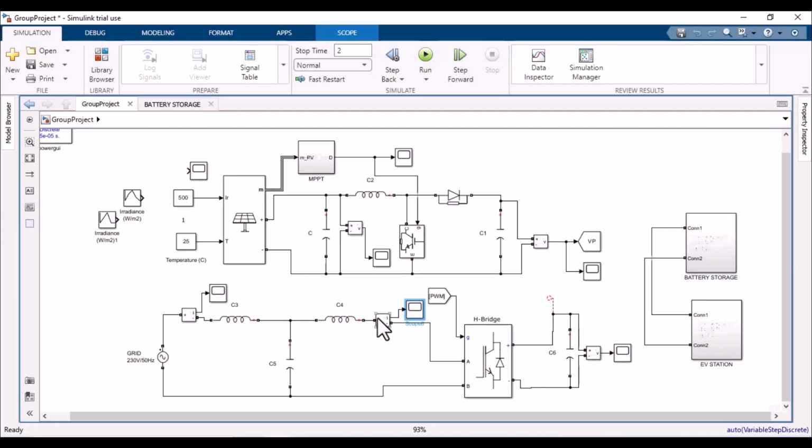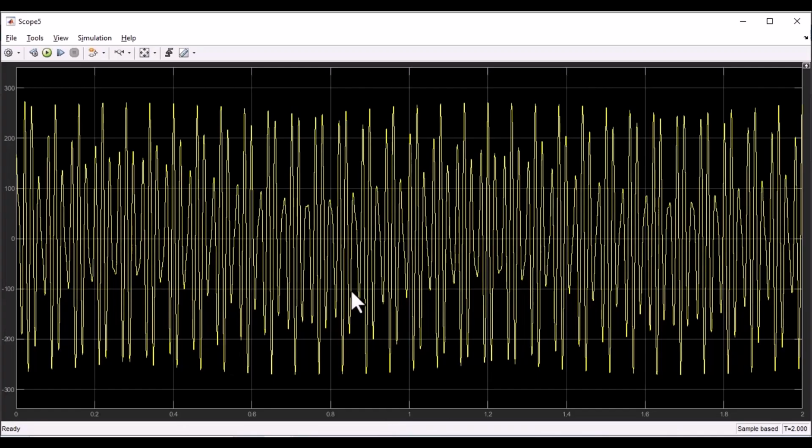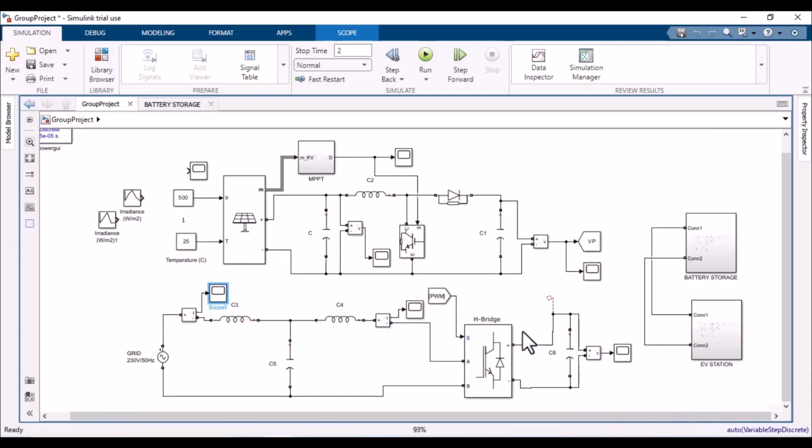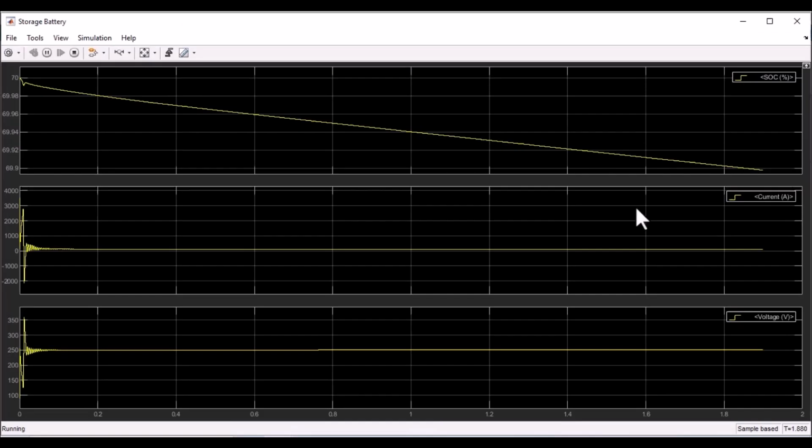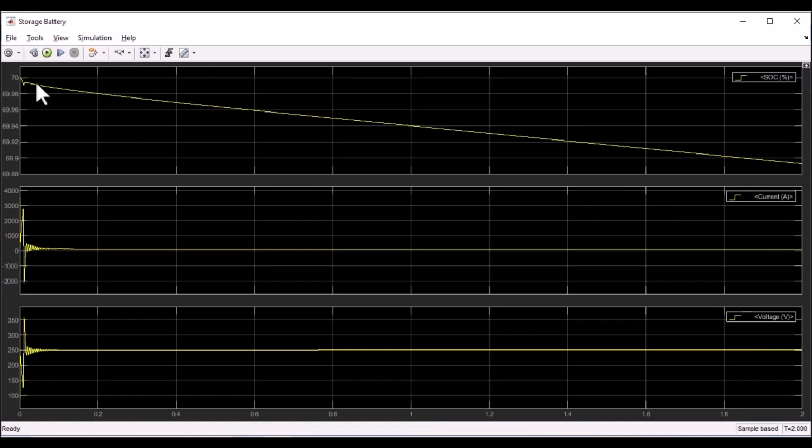So actually the grid is not supplying any current because the whole voltage or power is supplied by the solar array. And also the battery storage is 70% charged, so it will also generate some power for the EV station. Just look at these plots. It shows that from 70%, the battery is discharging continuously. So it will actually charge the EV station.